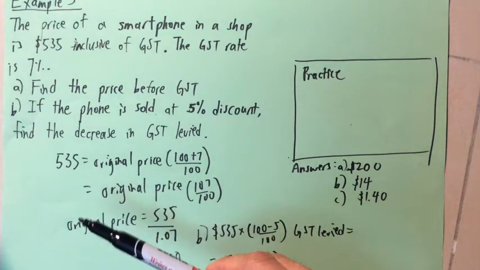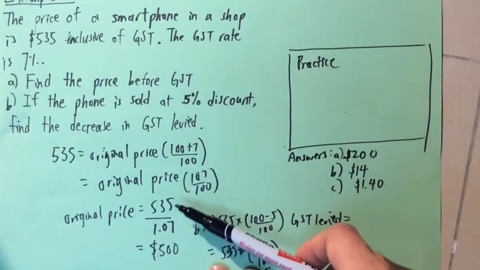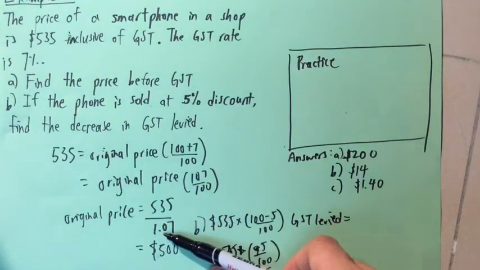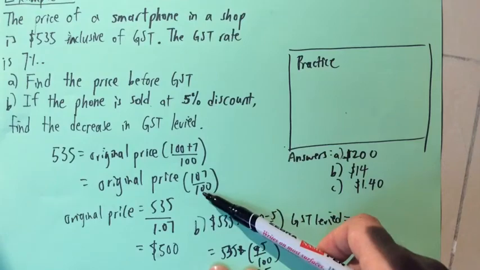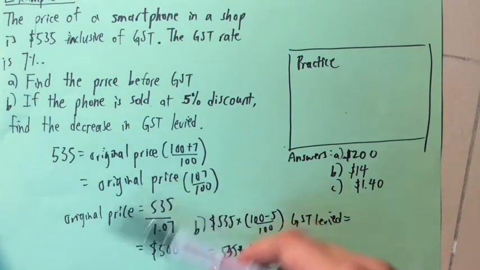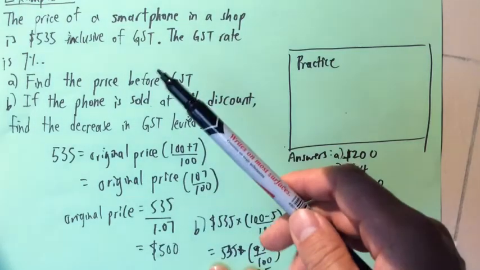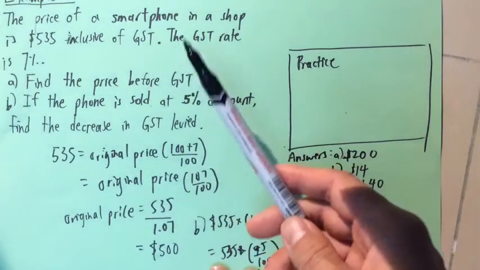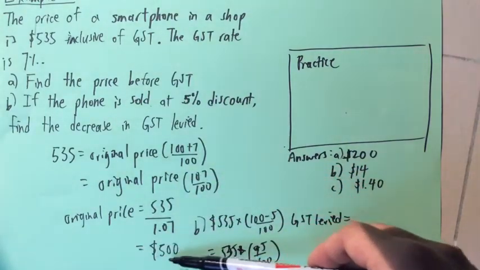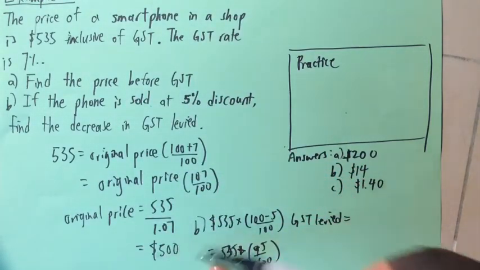That should give us 535. And if we rearrange the numbers, 535 divided by 1.07, which is 107 divided by 100, gives us $500. So that means the original price was $500. If there was no GST, the smartphone would be sold for $500.